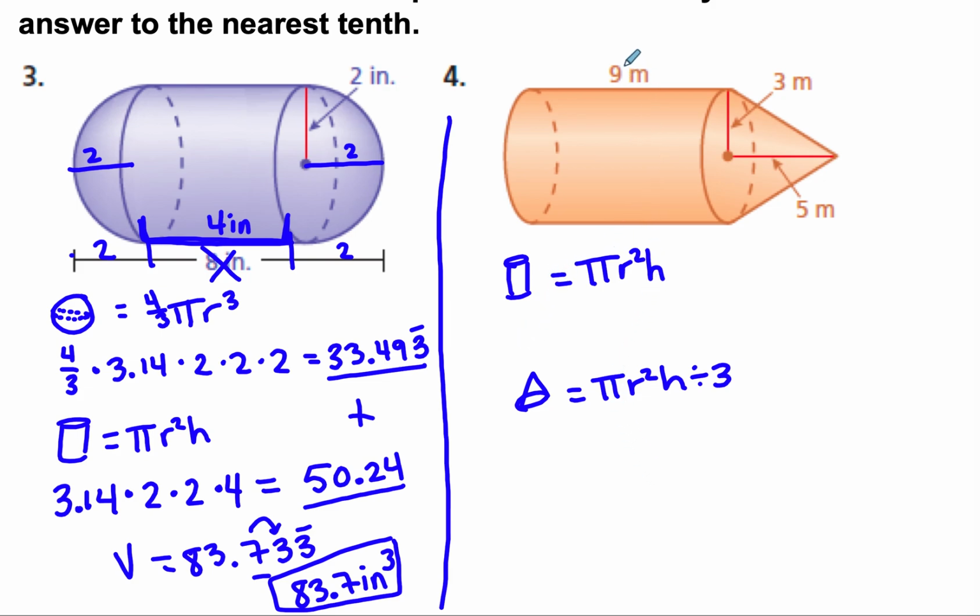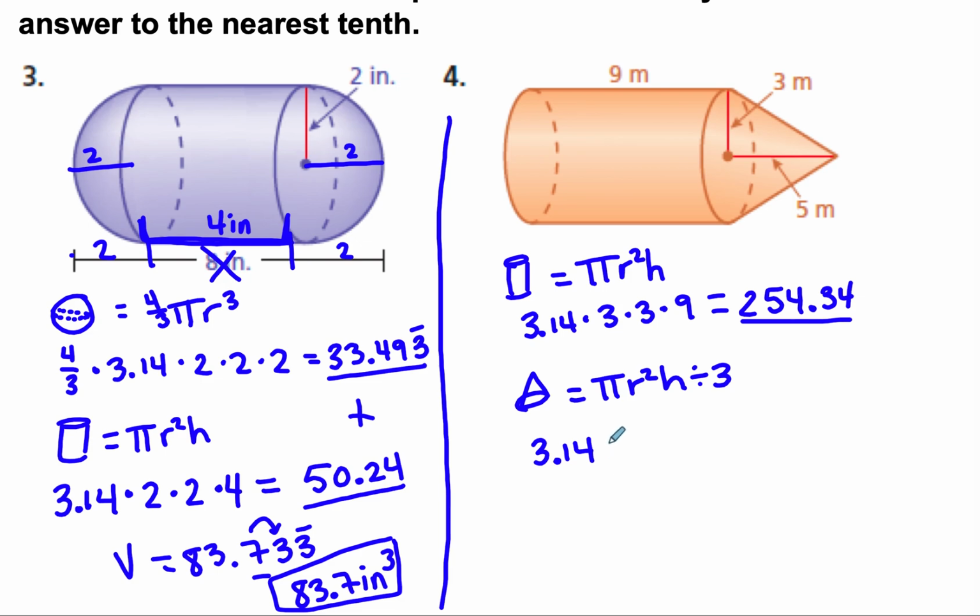So for the cylinder, it looks like my height is 9, 3.14 times, and it looks like my radius here is 3. So 3.14 times radius squared, 3 times 3, times 9. 3.14 times 3 times 3 times 9 gives me 254 and 34 hundredths. I'm going to underline it because I'm going to need that number in a minute.